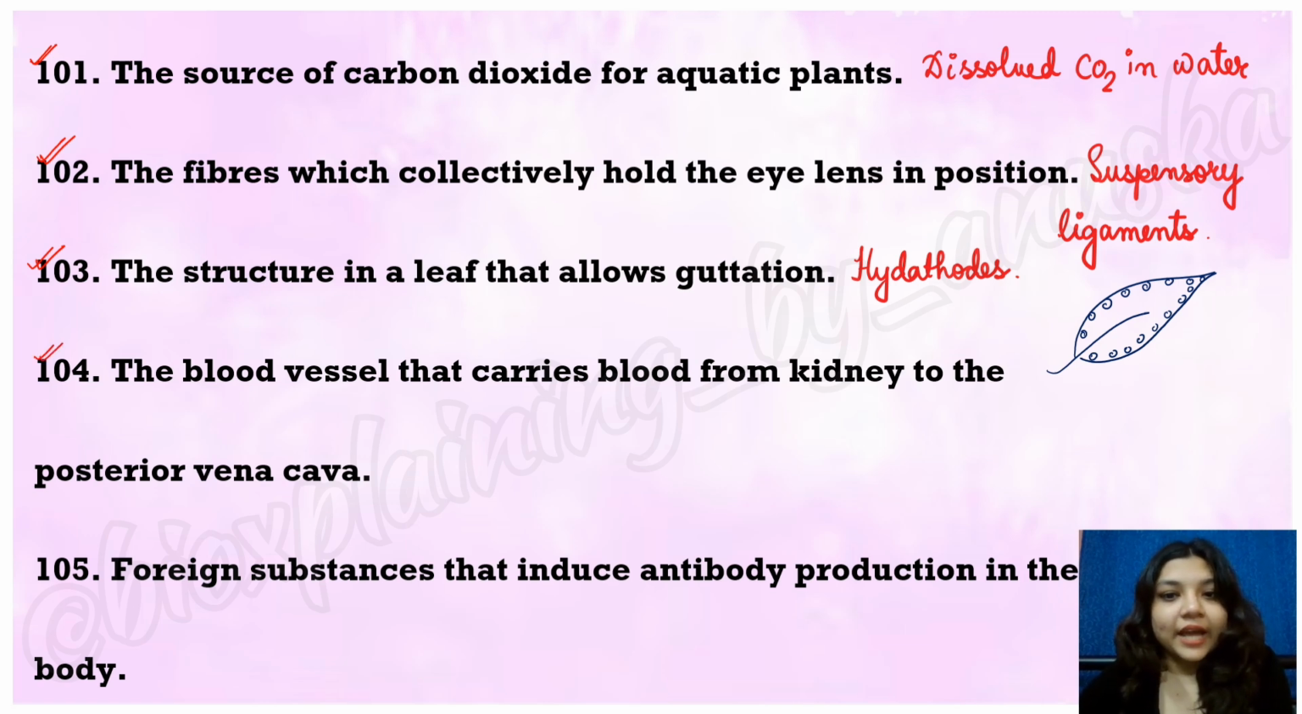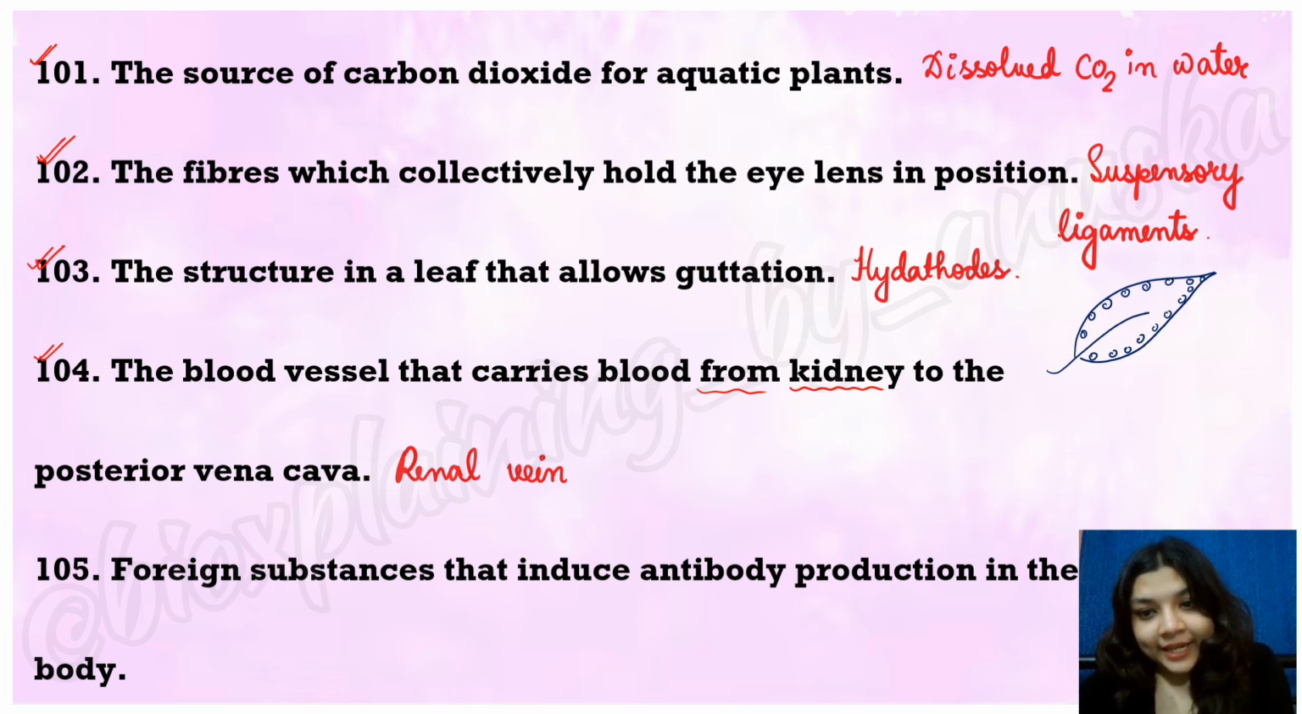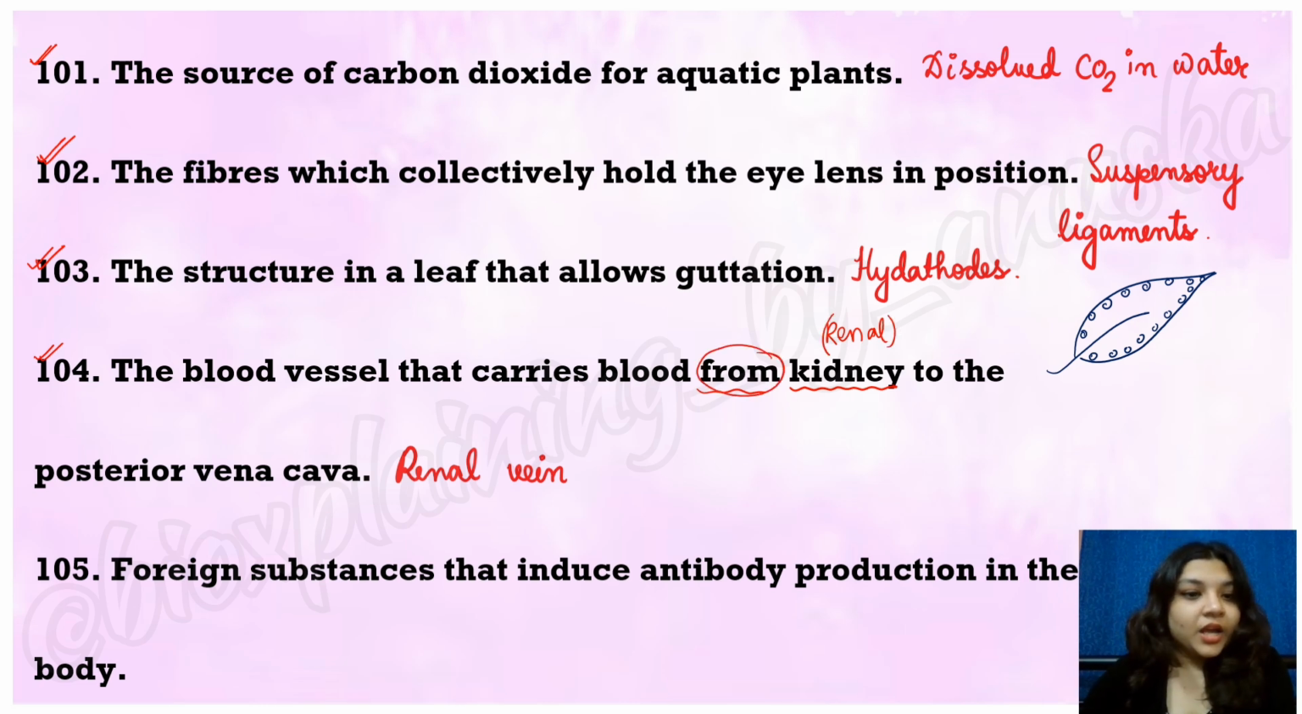Blood vessel that carries blood from the kidney to the posterior vena cava. It is the renal vein. Anything related to the kidney is renal, and it is carrying blood from the kidney. So it's the renal vein.